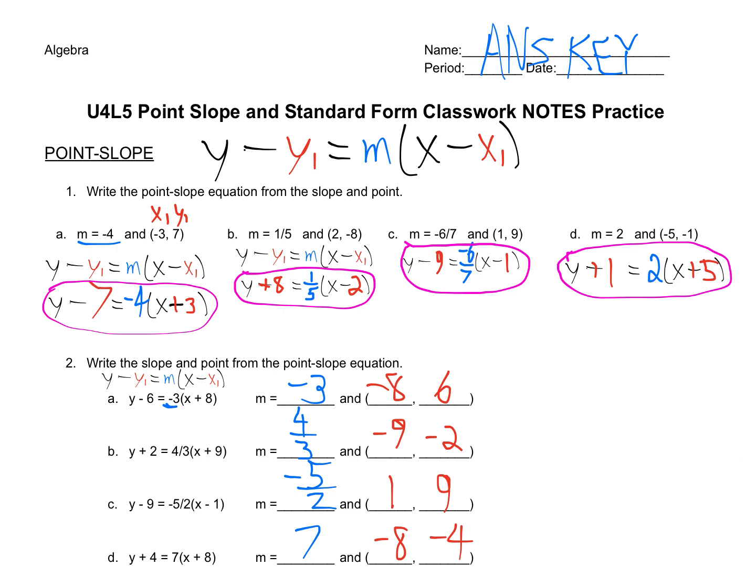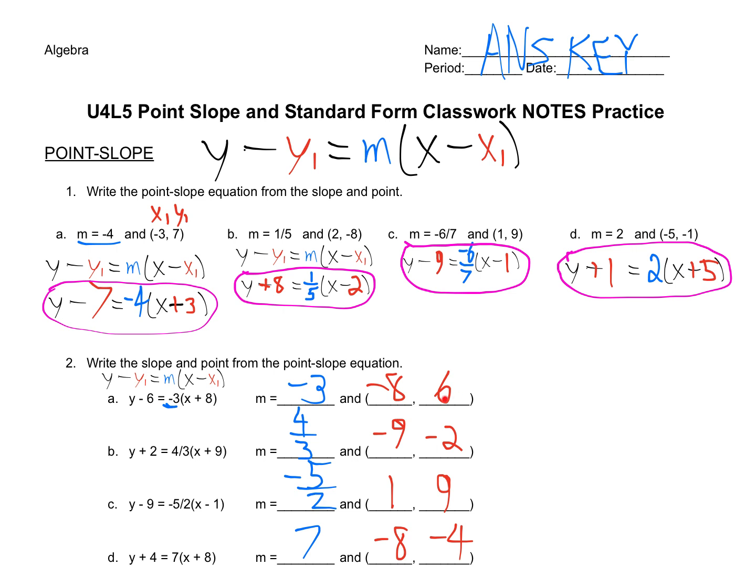For number 2, we're going backwards. Now we're going to write the slope and the point, given the point slope equation. For part A, we have y minus 6 equals -3 times the quantity of x plus 8. Again, slope is that number in front of the parentheses, so slope is -3. Remember, it's the opposite sign, y minus y1 and x minus x1. Because it's y minus 6, it has to be a positive 6.